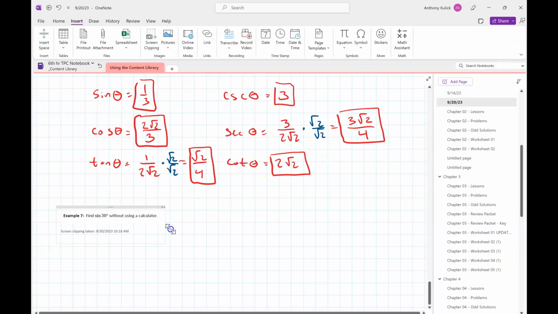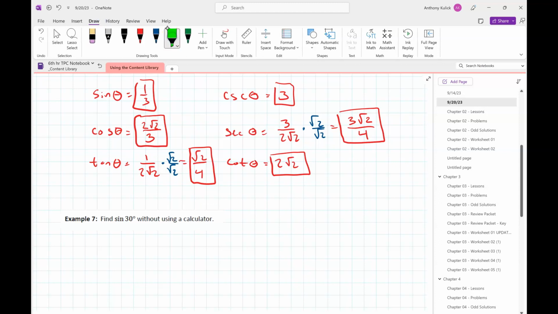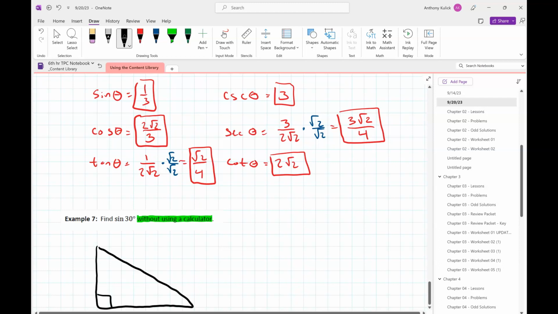Okay, let's look at this example here. Find sine 30 without a calculator. What makes this one hard? Without a calculator. How in the heck am I supposed to do this? She saw without a calculator, she lost her mind. She was like, this is too easy.